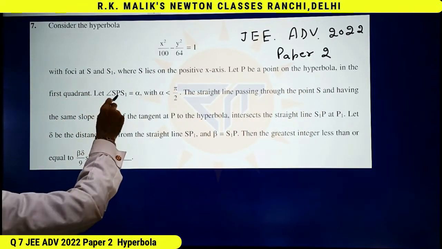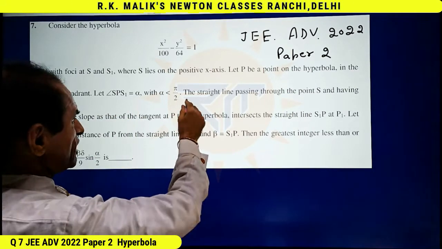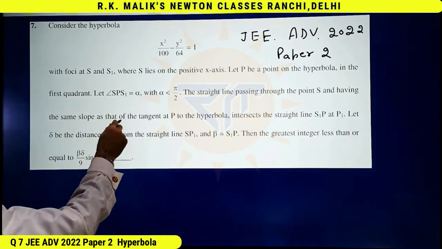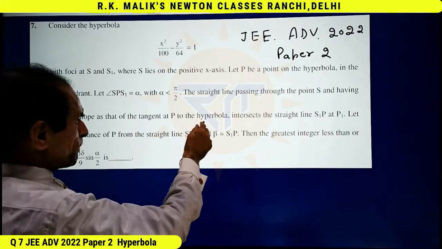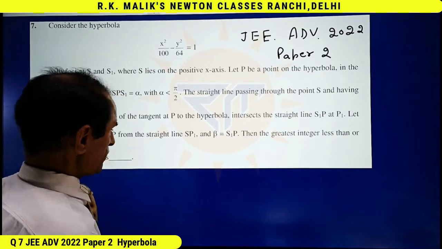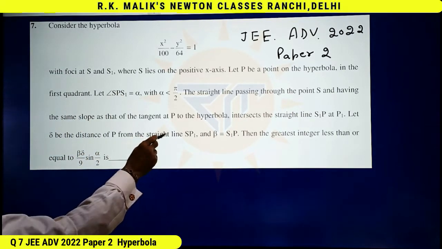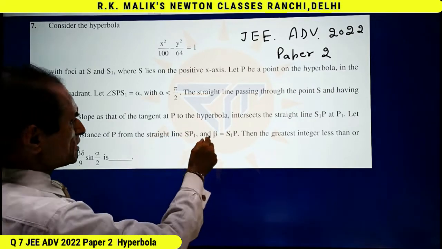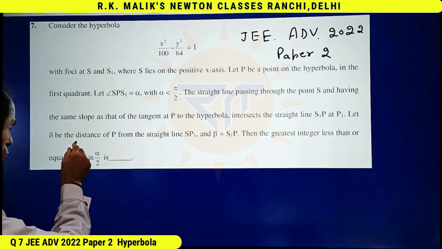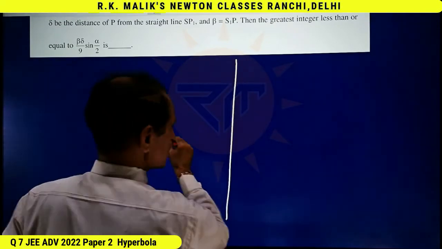Let angle SPS1 be equal to alpha, where alpha is less than pi by 2. The straight line passing through the point S and having the same slope as that of the tangent at P to the hyperbola intersects the straight line S1P at P1. Let delta be the distance of P from the straight line SP1 and beta is equal to S1P. Then the greatest integer less than or equal to this is. That is the meaning of the question.